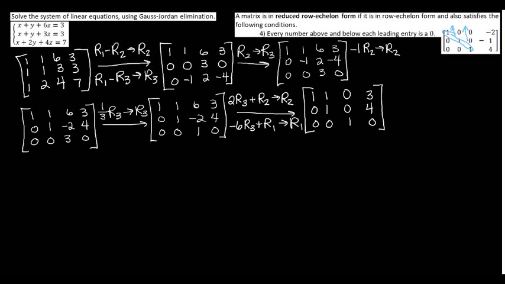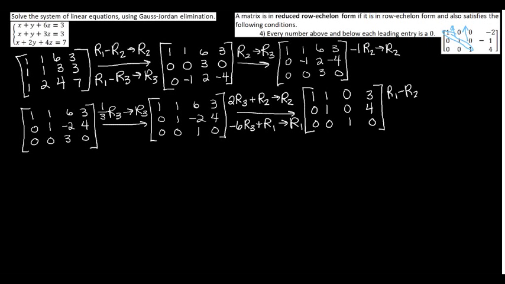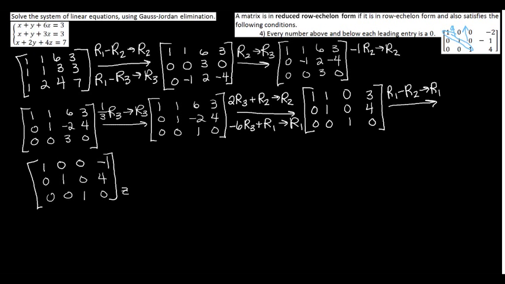And now for the final operation, I'm going to take row 1 minus row 2 and stick it back into row 1. And so my final matrix is 1, 0, 0, negative 1, 0, 1, 0, 4, and 0, 0, 1, 0. So that means z equals 0, y equals 4, and x equals negative 1. And that is the solution.